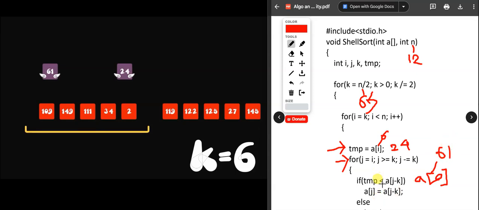And then what happens? There is a comparison. If temp is less than a[0], as you can observe, temp is 24 here and a[0] is 61. If that happens, then there is an exchange of positions among them, and that exactly is happening right now. We don't need to bother about this algorithm. This algorithm is very simple. I just show you the steps of what is actually happening. Now we learn the process.